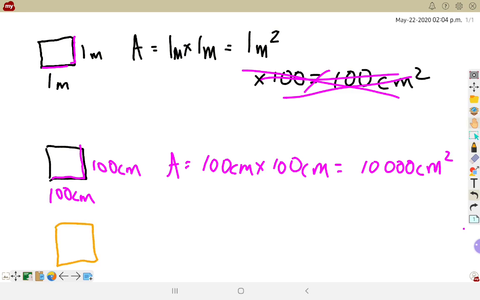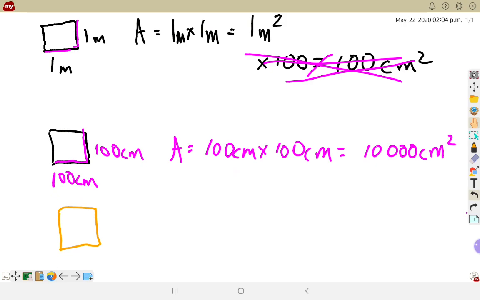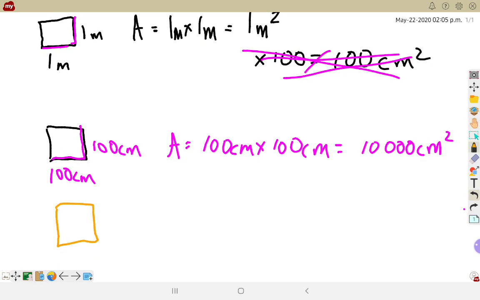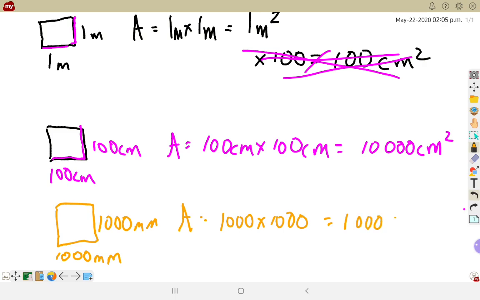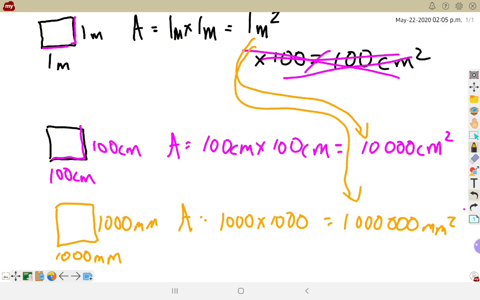Okay, if I was to take the same square, but instead write it as millimeters, so I would have to change from 100 centimeters to 1,000 millimeters and 1,000 millimeters. And that area, when I take 1,000 times 1,000, is going to give me 1,000,000 millimeters squared. Okay, so 1 meter squared is the same thing as 10,000 centimeters squared, and 1 meter squared is also the same thing as 1,000,000 millimeters squared. And this is not the same conversion that we are used to seeing. Okay, and it's because our conversion is happening twice.